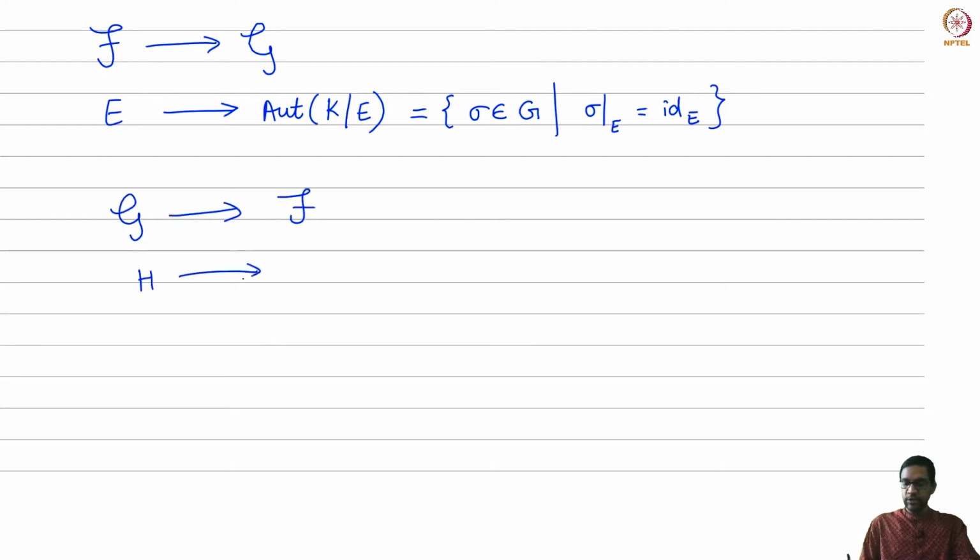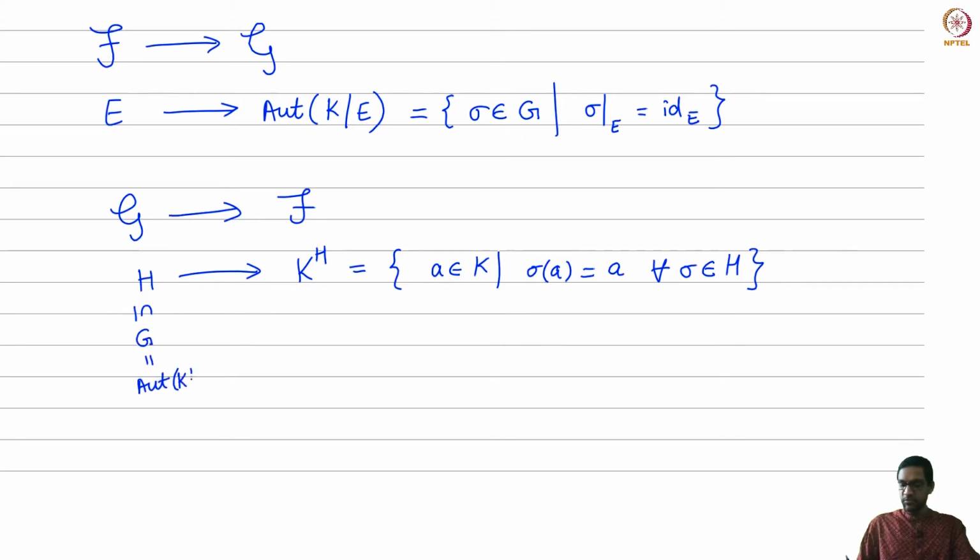And the map in the other direction, from script G to script F, is the following. Given any subgroup H, you look at its fixed field K^H, which is just the set of all elements a of K such that sigma of a equals a for all sigma in H. Okay, and as we have seen, this is a subfield. This subfield contains F definitely, because H is a subset of G, and G is all those automorphisms of K which are identity on F. So sigma will definitely fix F in this case.